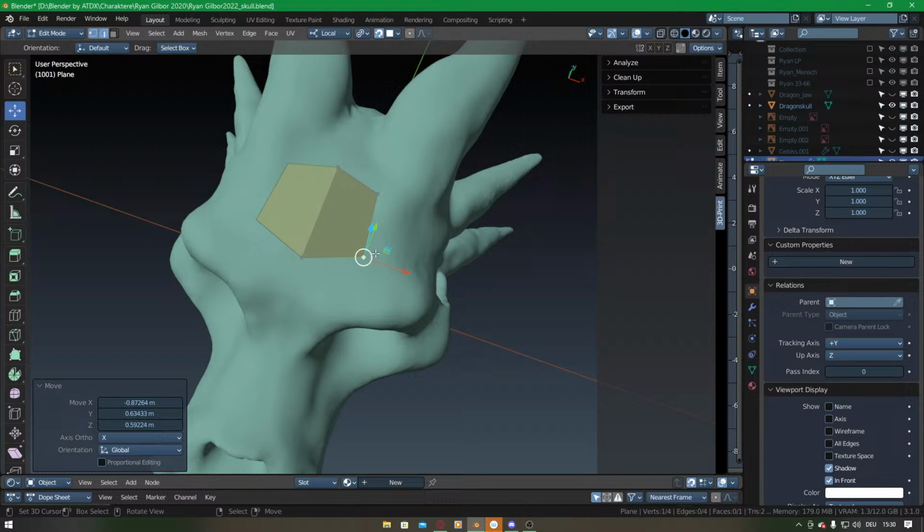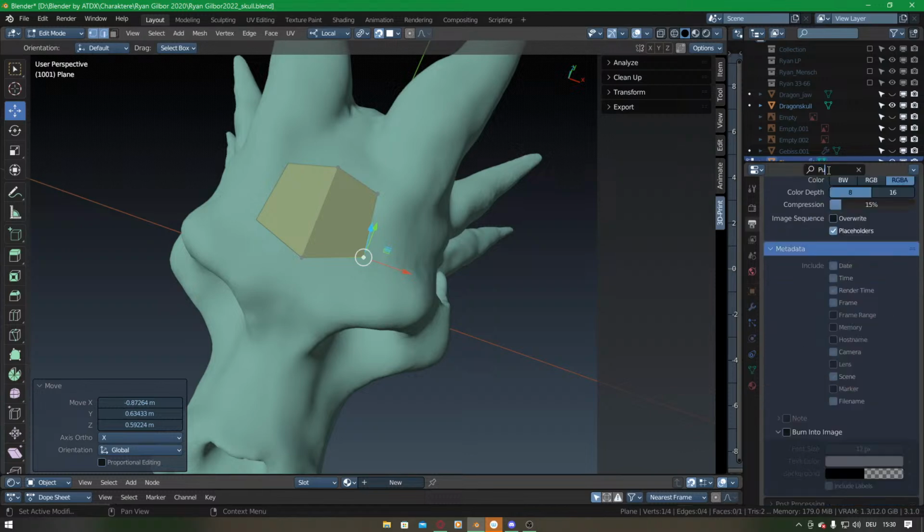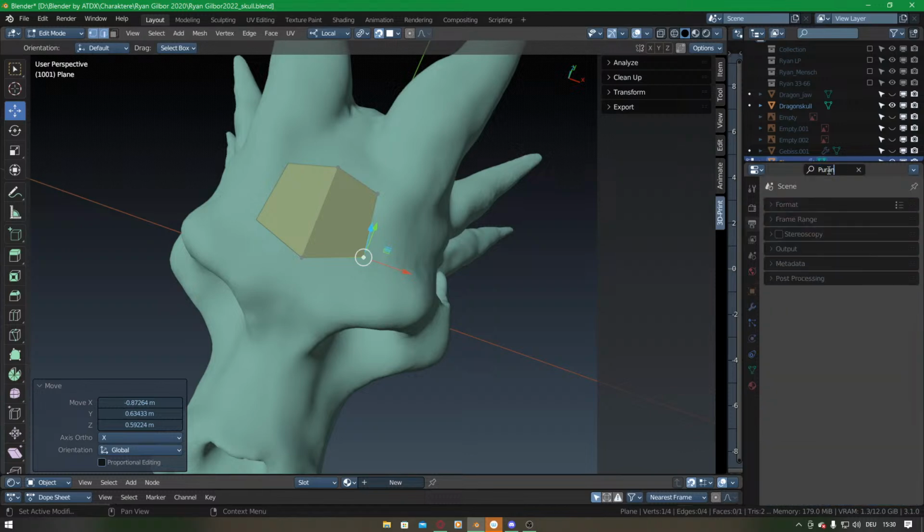Yeah, puranium, not prenamium, puranium. Let me just write it down in here. That's how it's written, puranium.